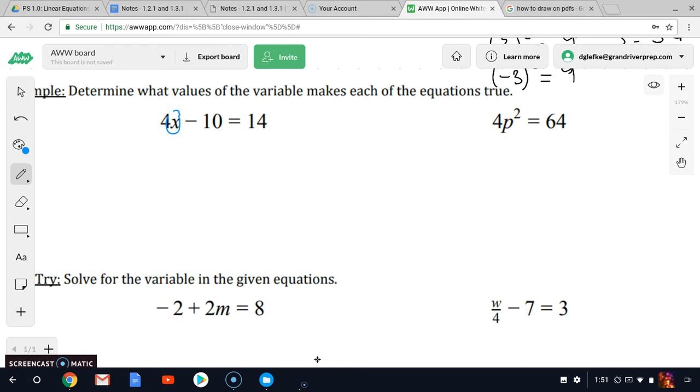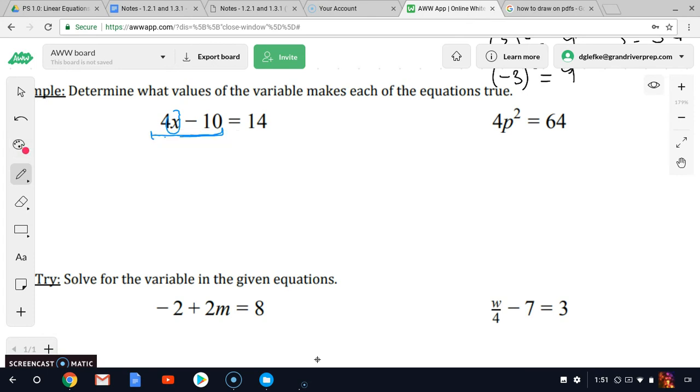I want to get everything away from our variable. The first thing I want to start with is what is furthest. My variable is on the left-hand side, so I'm going to look right here. The number that is furthest from x is that minus 10. I don't care about the 14 because that's on the other side of the equal sign right now. So I'm going to start with getting rid of that minus 10.